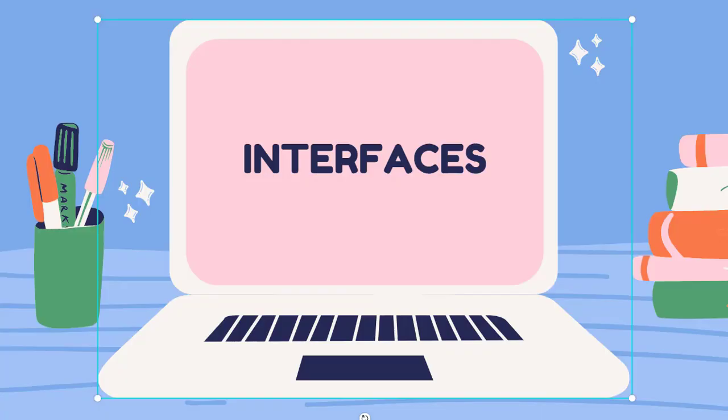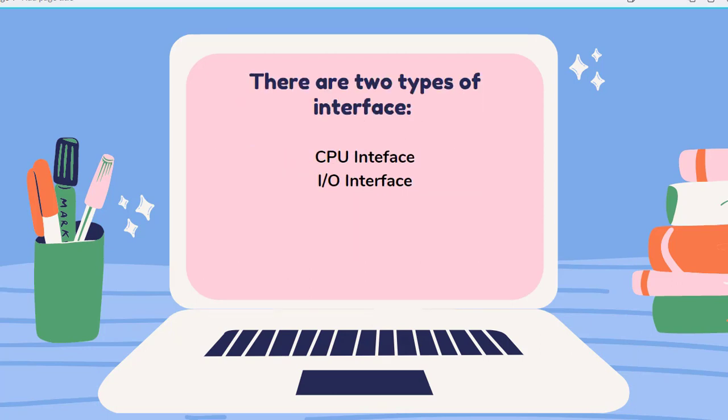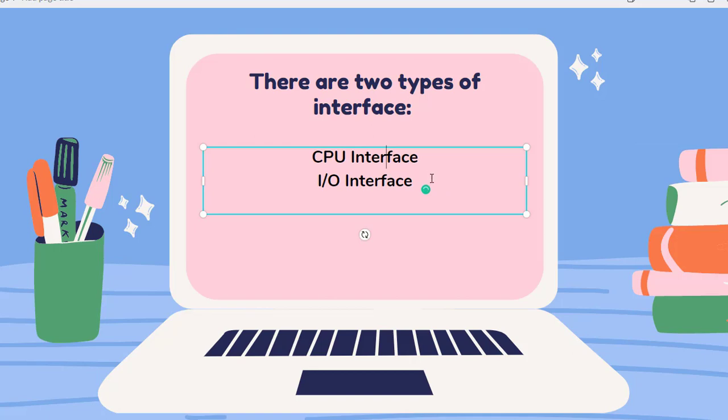So next is interfaces. An interface is a shared boundary between two separate components of the computer system, which can be used to attach two or more components to the system for communication purposes. And there are two types of interfaces. The first one is the CPU interface, and the other one is the I/O interface.